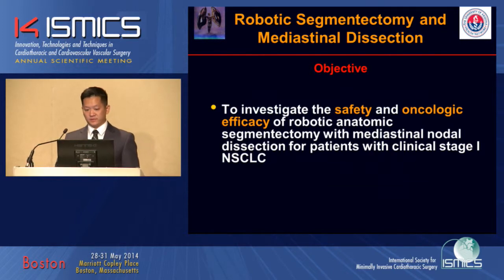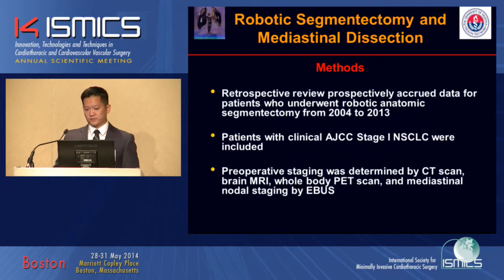Our objective was to investigate the safety and oncologic efficacy of robotic anatomic segmentectomy with mediastinal nodal dissection with clinical stage 1 non-small cell lung cancer. So we performed a retrospective review of patients who underwent robotic anatomic segmentectomy from 2004 to 2013. Our inclusion criteria was clinical stage 1 non-small cell lung cancer. We had preoperative staging by CT scan, brain MRI, whole body PET scan, and mediastinal staging by EBUS.